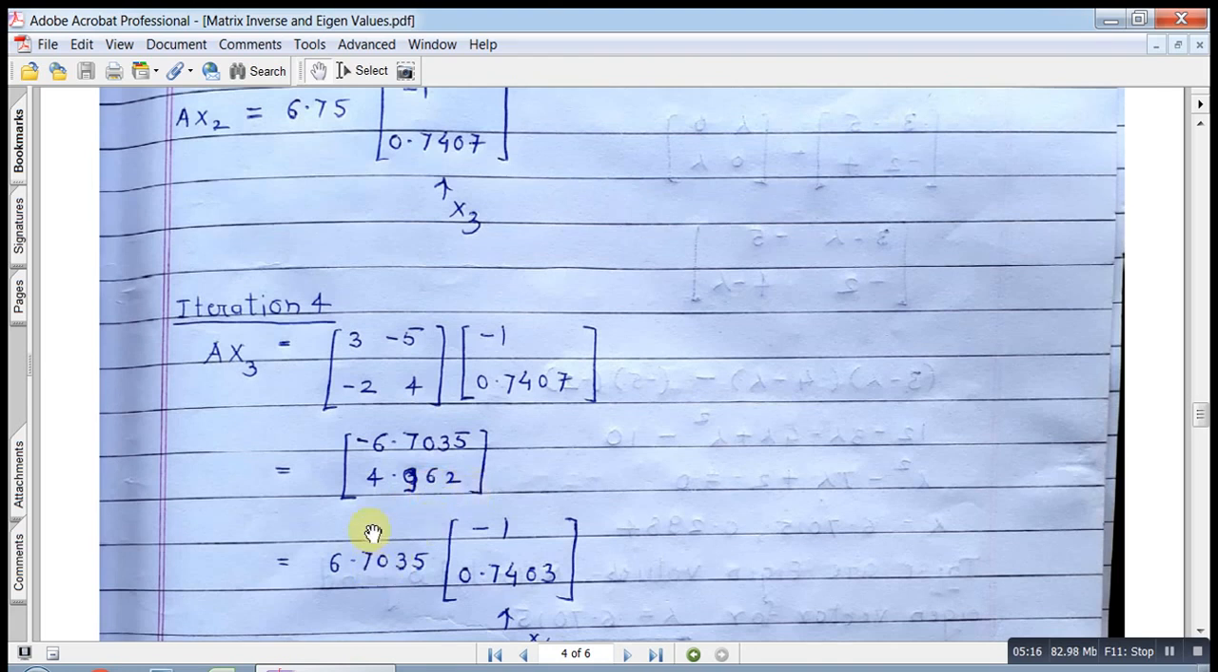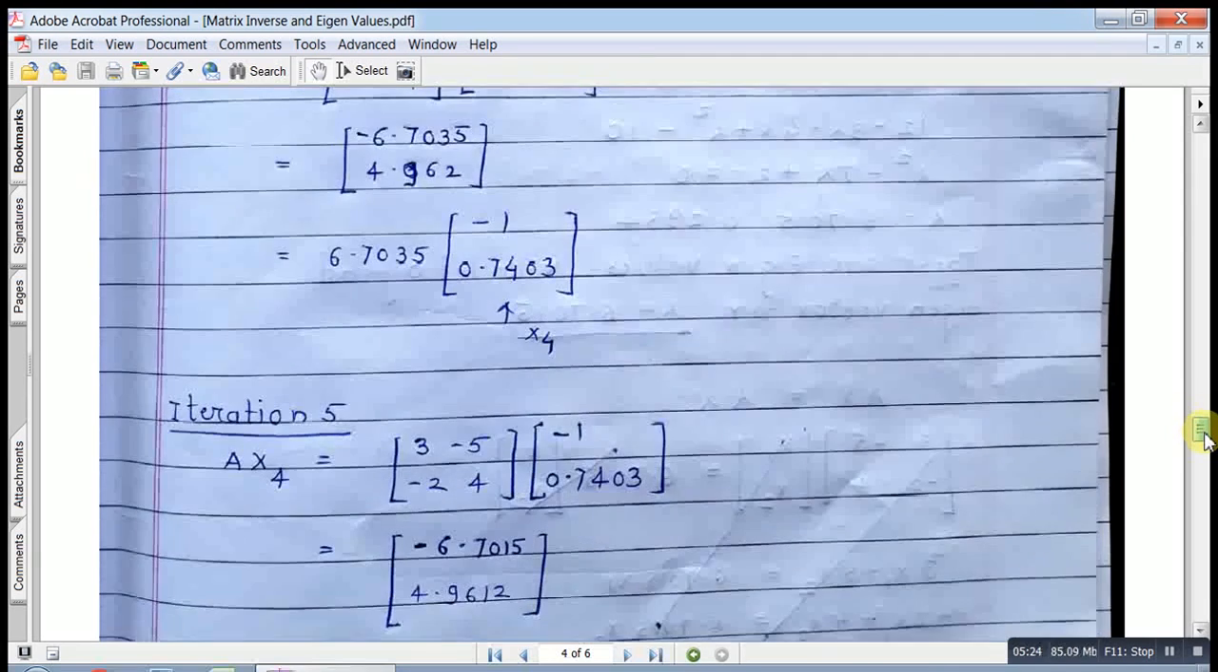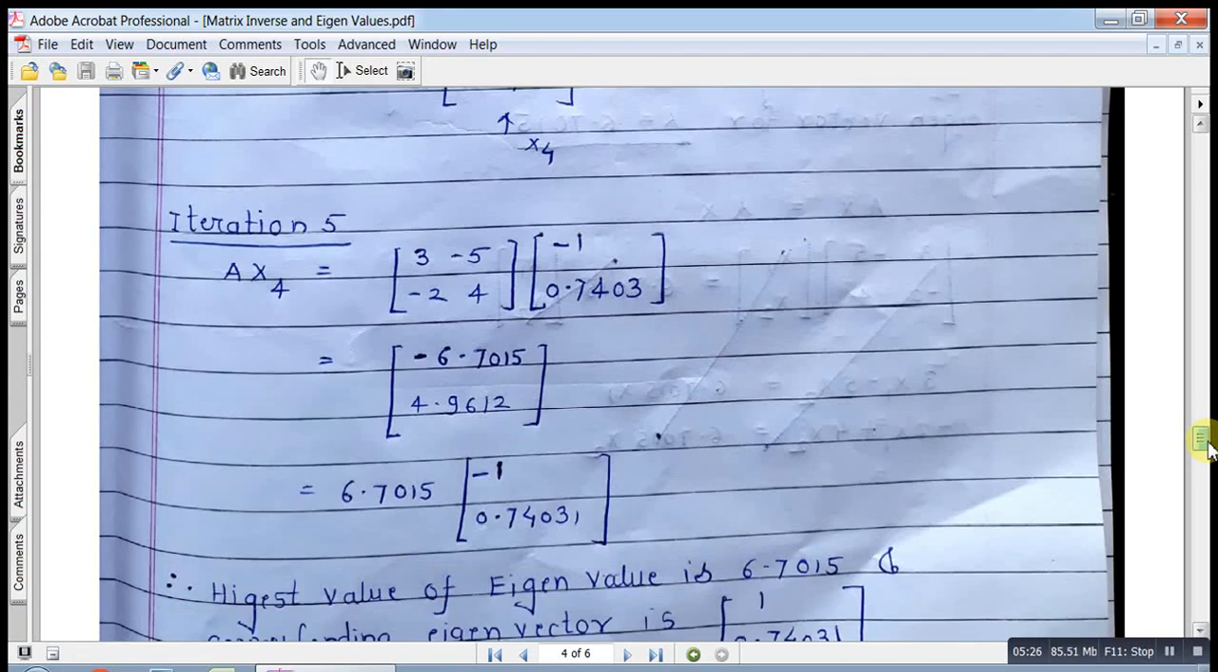Now, similarly, we calculate iteration number 5 and ultimately we will get -1 and 0.74031. So the highest eigenvalue is 6.7015 and the corresponding eigenvector will be -1 and 0.74031.